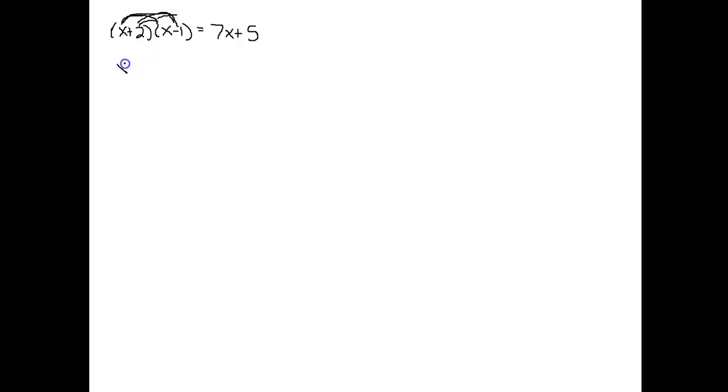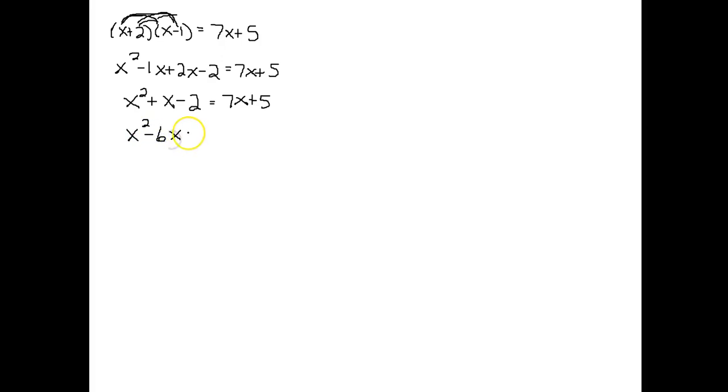Multiply everything together. So you're going to have x squared minus 1x plus 2x minus 2 equals 7x plus 5. So x squared plus x minus 2 equals 7x plus 5. Subtract 7x from both sides. Subtract 5 from both sides. And there you go. Now technically you do have a problem here that you could use factoring to solve, but our point today is to use the quadratic formula. A is 1, B is negative 6, C is negative 7.